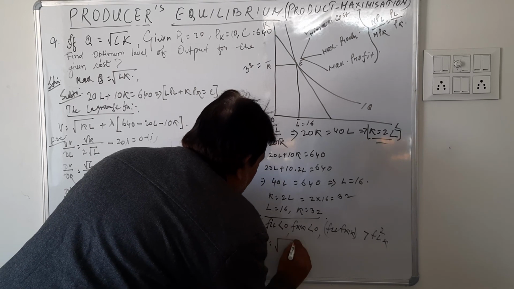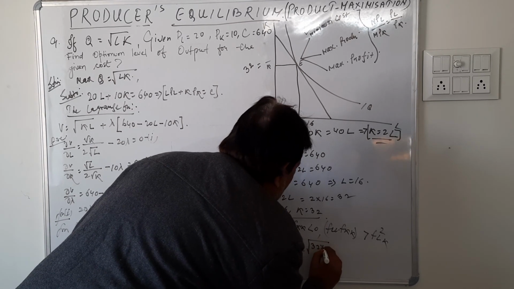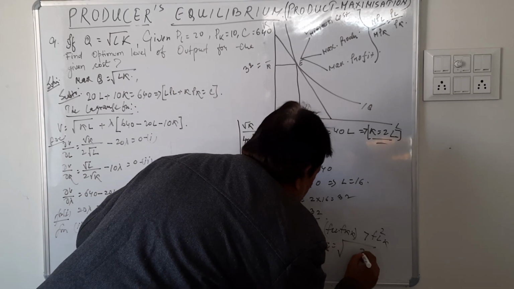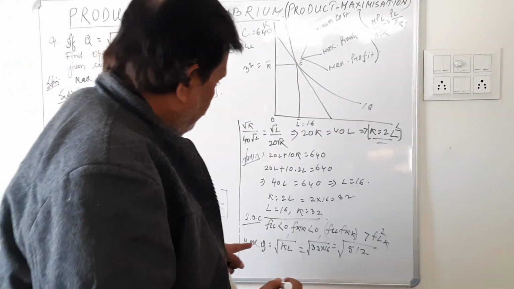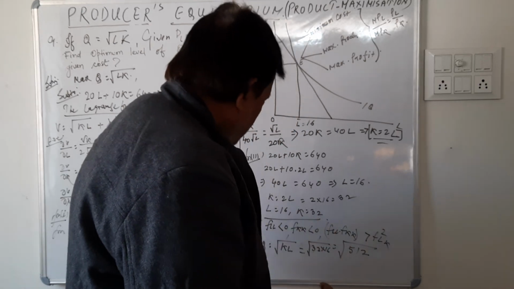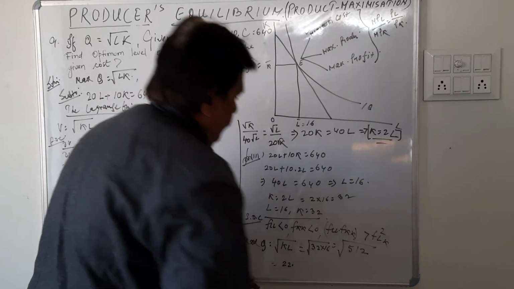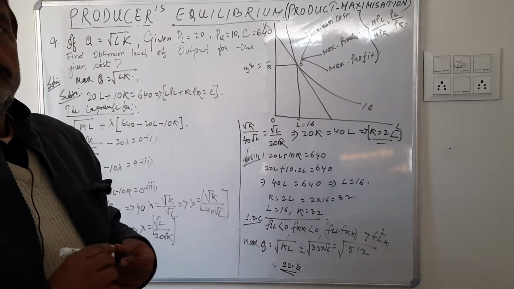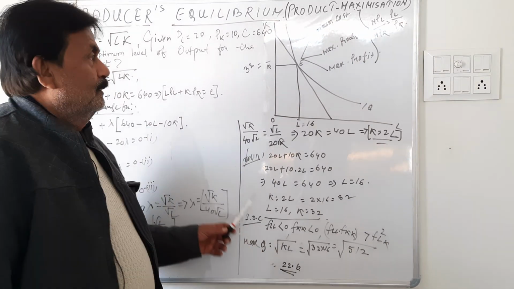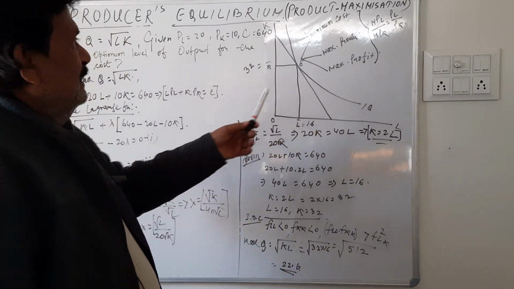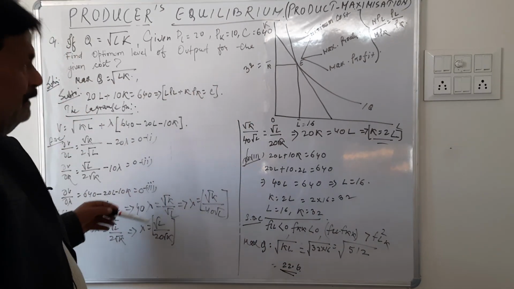Maximum Q is root KL. So under root 32 into 16, under root 512. And this 512 gives the value of 22.6 approximately. This stands as the maximum Q. So this way, with the given cost constraint, we have maximized the production. We have proved the conditions, and this sum has been done based on this.